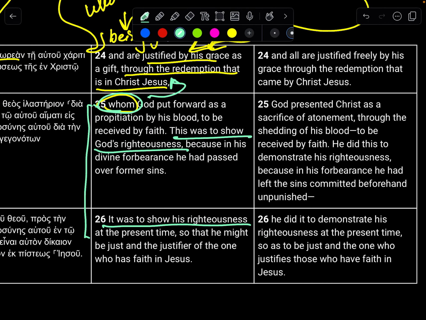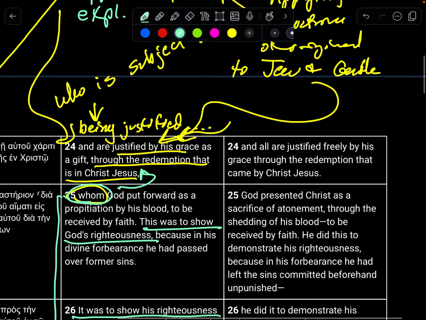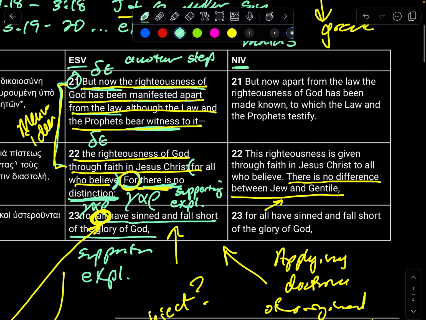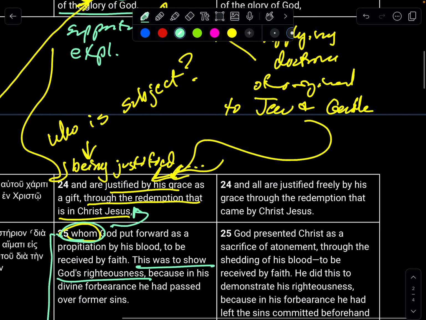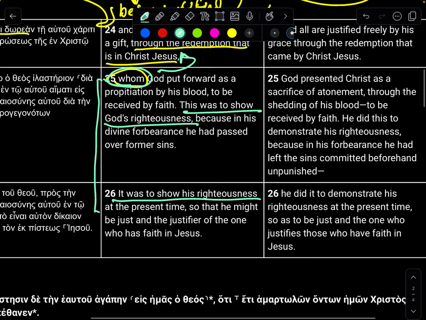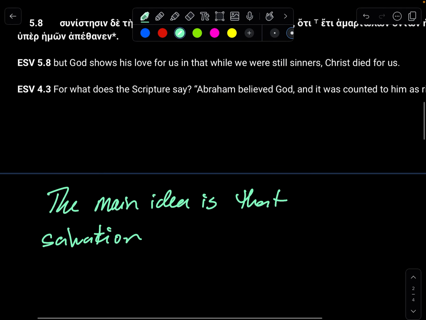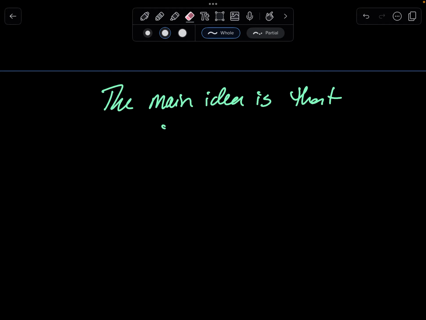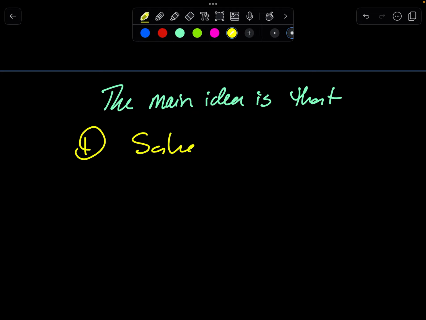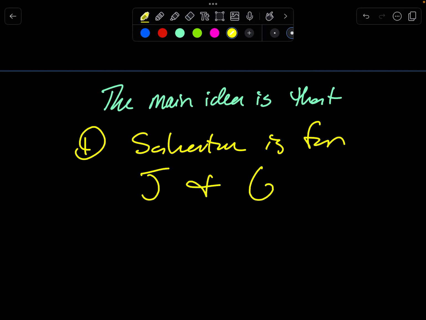And we're going to find out why Paul does this in another video. Paul is doing this to show what he means by the righteousness of God, to kind of clue us in on what he's talking about here, the righteousness of God. But we will leave that for another video and another day. His main idea here, the main idea of Paul, is what? It is number one, salvation is for Jew and Gentile alike.